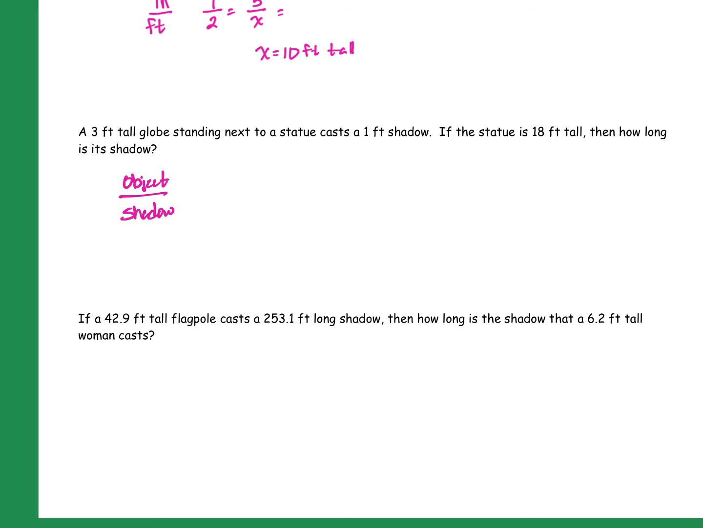Would it matter? Could I switch it? Could I put the shadow in the top and the object on the bottom? Sure. It doesn't matter, right? As long as I'm putting them both in the same place. So let's see. I have a 3-foot tall object, so 3 over 1. And then the statue is 18. That's my object, and we want to know how long its shadow is. So I get 3x equals 18 divided by 3. X equals 6 feet.